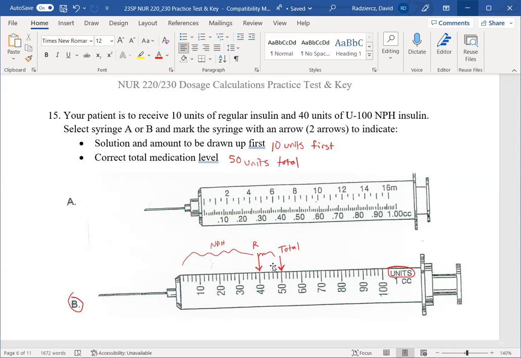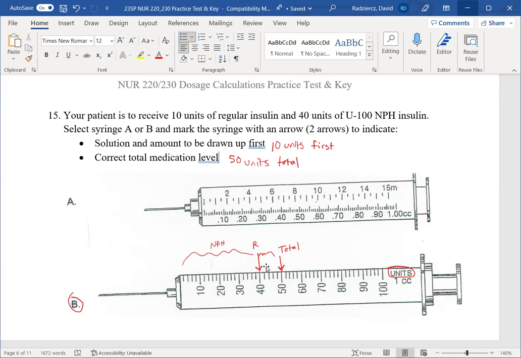Yeah. And I would even say, you see how I added extra information than what they asked for. I even made sure to write 10 units first, 50 units total. But when it says the marks, you want to mark the total and then minus whatever the first draw was. So if the first draw was 20, then it would be 50 minus 20. You'd make a mark at 30. If the first draw was 30, then you would subtract 30 from 50 and it would be at 20. So basically you're making a mark where you would put the NPH. I know that to me is what makes this more confusing, but that's what they want you to do.